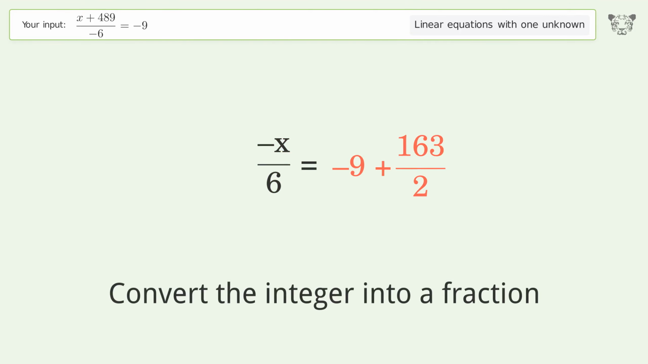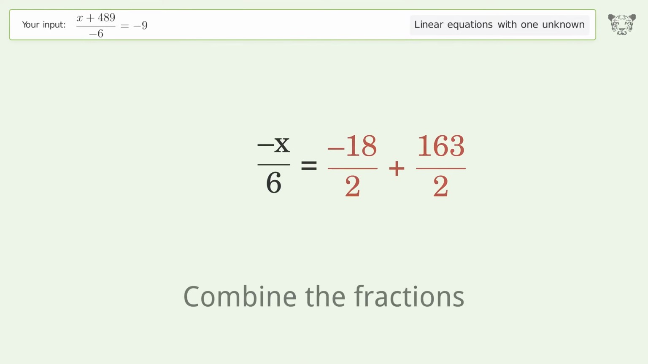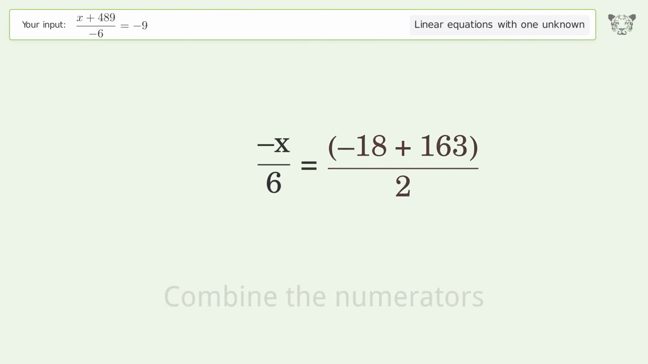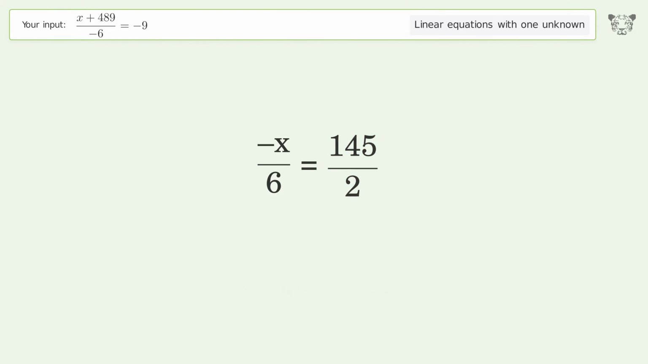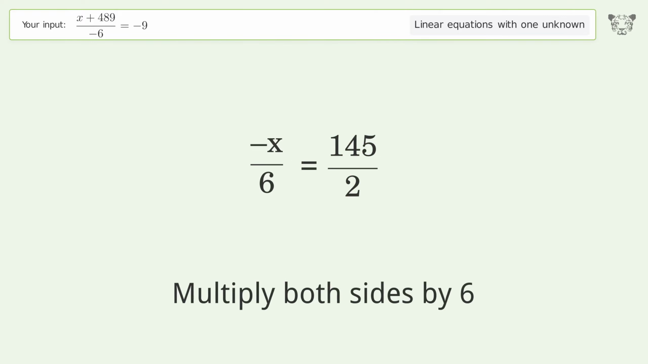Convert the integer into a fraction. Combine the fractions. Combine the numerators. Isolate the m. Multiply both sides by 6.